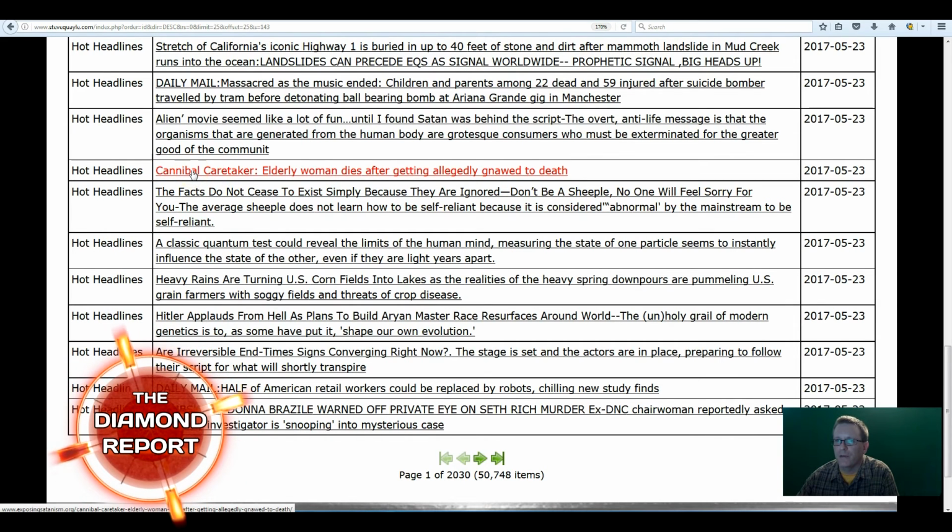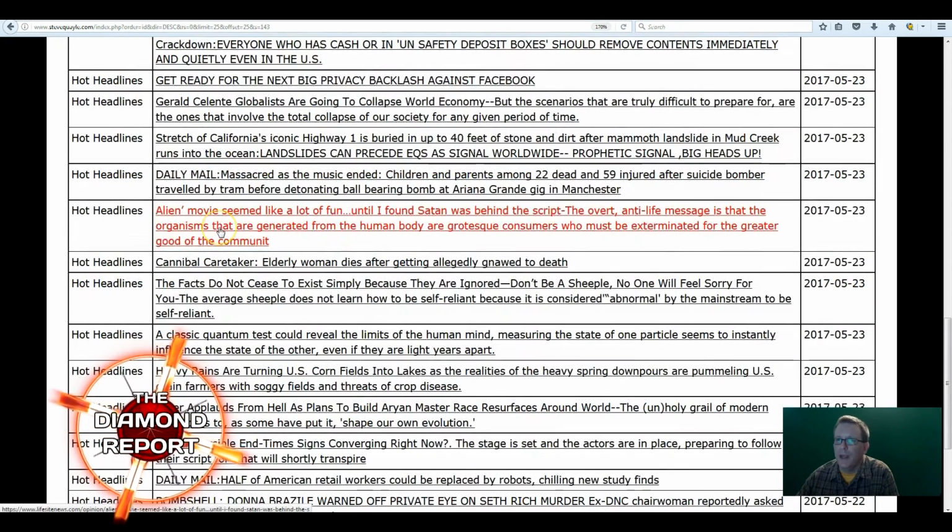Cannibal caretaker. Elderly woman dies after getting allegedly gnawed to death. That's on exposingsatanism.org. I didn't even know that website existed. Alien movies seemed like a lot of fun until I found Satan was behind the script.